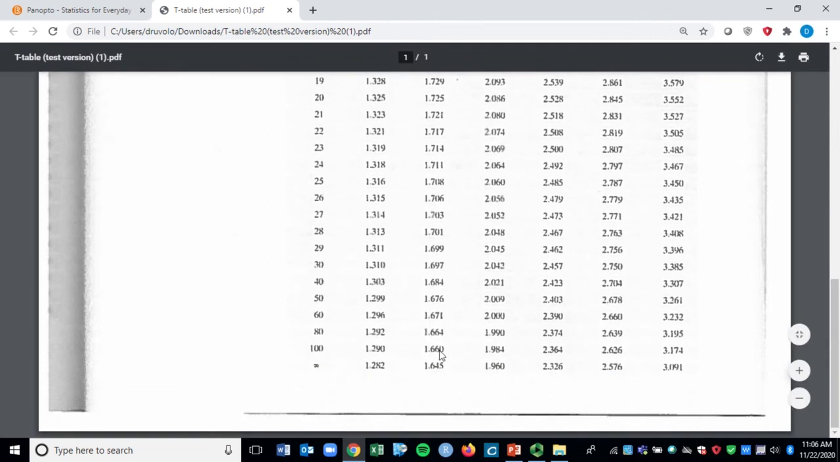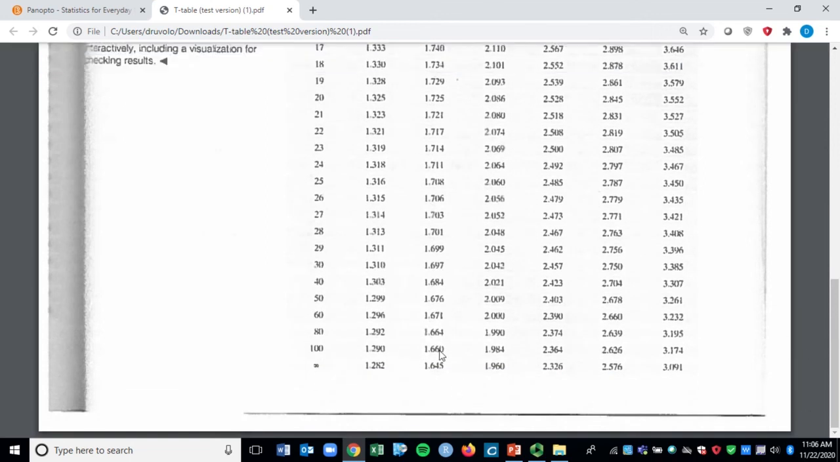These values sound familiar to you? 1.645, 1.96, 2.33, if you round to two decimal places, 2.58. Yeah, they're the values of z. So as the degrees of freedom goes up and all the way up to infinity, the t is equal to the standard normal. They converge.